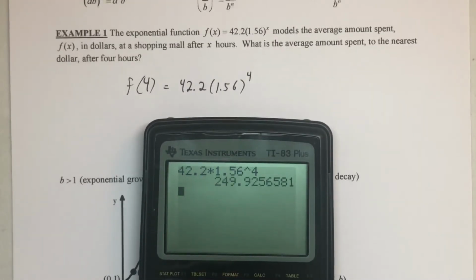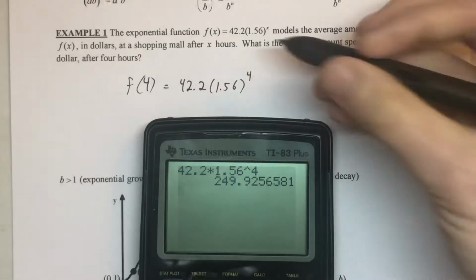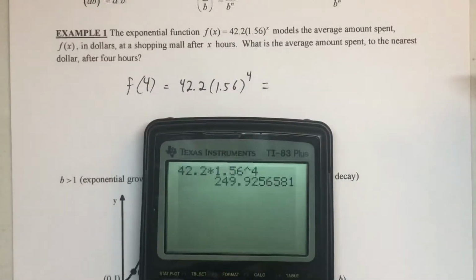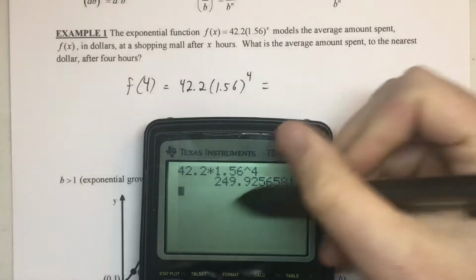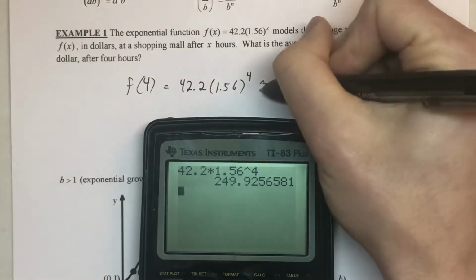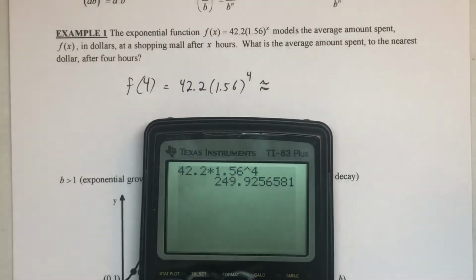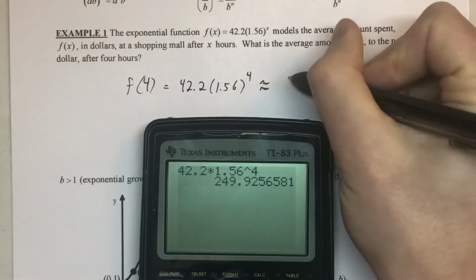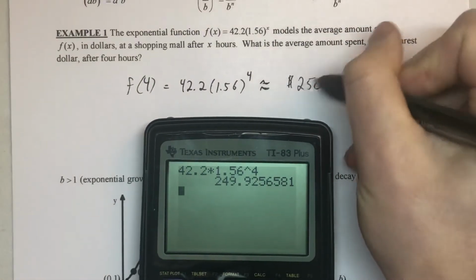So I hit enter. So there's our value, and it did say what's the average amount to the nearest dollar. So if we just say we're going to round that, 249.9 would round up to $250.